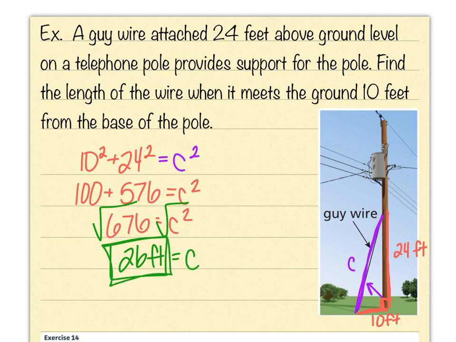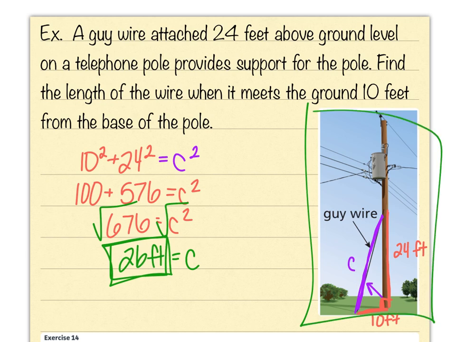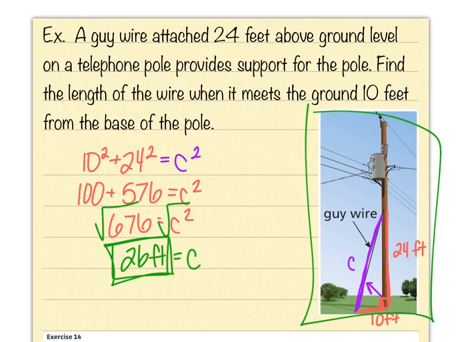So we can use the Pythagorean theorem to find the missing sides of triangles. And that allows us to do real-life problems like this one here, where we have to find how long of a guy wire we would need if it's supposed to go 24 feet above ground and meet 10 feet from the base. So we can use the Pythagorean theorem to find missing side lengths in real-life triangles like this one.